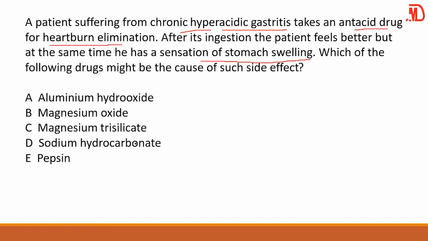And actually, the carbon dioxide begins to cause flatulence or belching. So you feel that there's a sensation of stomach swelling. You will think it's a sensation of stomach swelling, but it's actually because of the carbon dioxide that is produced from the mixture of the acid with the sodium bicarbonate, or the sodium hydrocarbonate. That's what we go for here. So actually, in the field where I am working, practically, the antacid that we normally give is magnesium trisilicate. This should have been the one to give for a patient having this kind of hyperacidic gastritis. All right. So your answer is D.